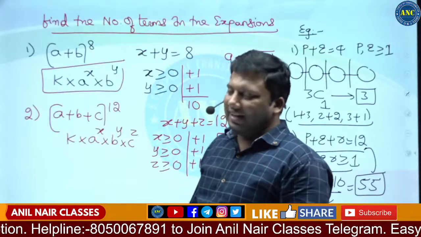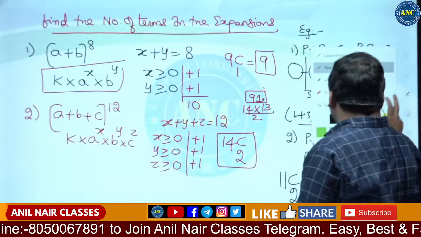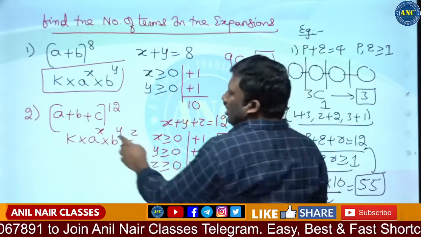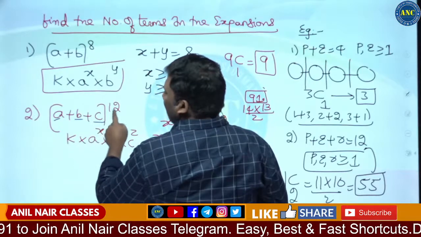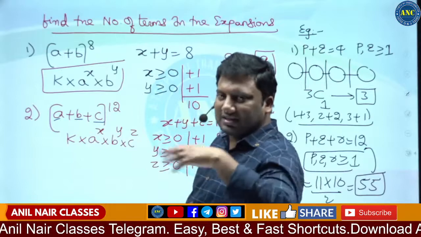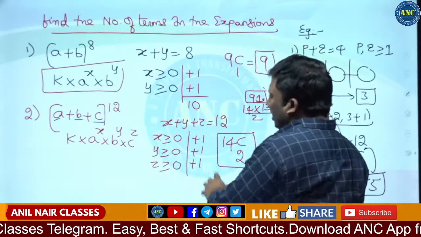I hope the idea is clear. You don't need to solve all this. This question can be solved in 5 to 10 seconds if you understand the logic. How many variables are there? 3 variables. 12 plus 3, 15. If 15 balls are there, how many gaps are there? 14. So 3 variables, 2 cuts.